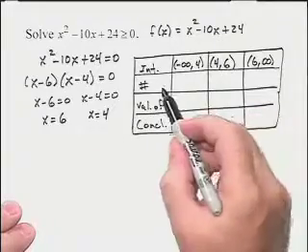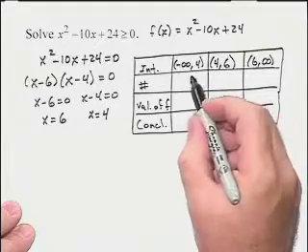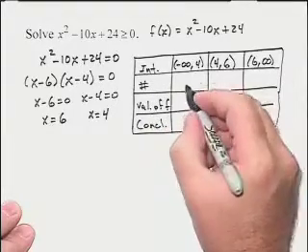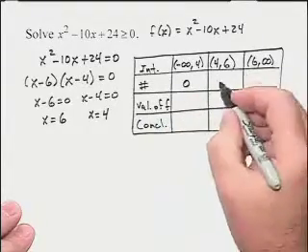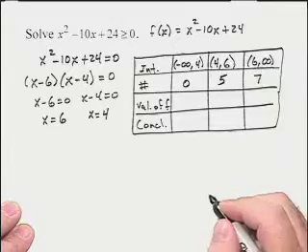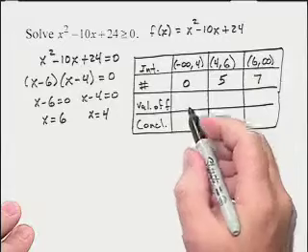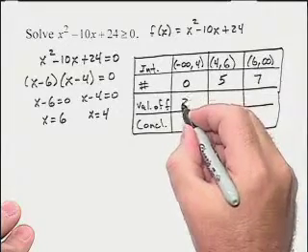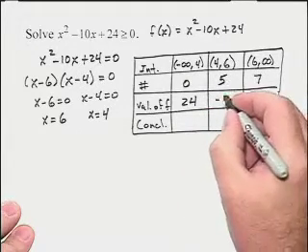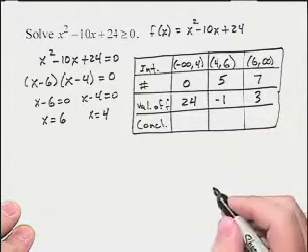We pick a test value in each of these intervals. We can pick any value in the interval, but it helps to pick one that's an integer and something close to the boundary so that it doesn't get too big. In this first interval, we're going to pick 0. So that's a nice number to work with. The next interval, we're going to pick 5. And in the third interval, we're going to pick 7. We evaluate our function f of x at each of these values that we've chosen. We get that the function in the first interval, when x is 0, is equal to 24. In our second interval, when x is 5, the function is negative 1. And in the third interval, when x is 7, the function is equal to 3.